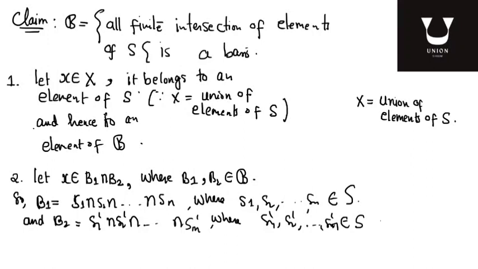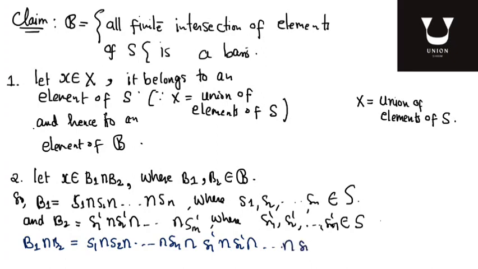So what do I have to find? I have to find a third element in script B such that x is there in that element, and that element is in fact a subset of B1 intersection B2. So you just look at B1 intersection B2. B1 intersection B2 is also a finite intersection of elements of S, because B1 intersection B2 is nothing but S1 intersection S2 intersection so on intersection Sn intersection S1 dash intersection S2 dash intersection so on intersection Sm dash. This is equal to a finite intersection of elements of S.